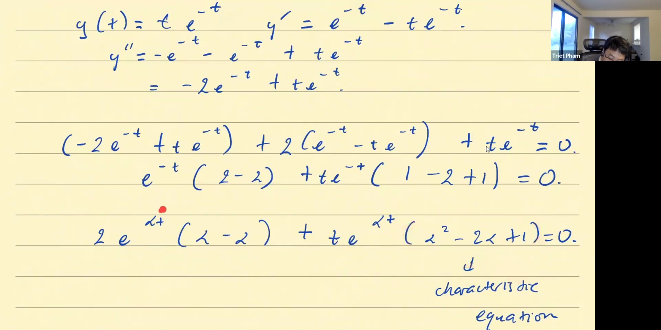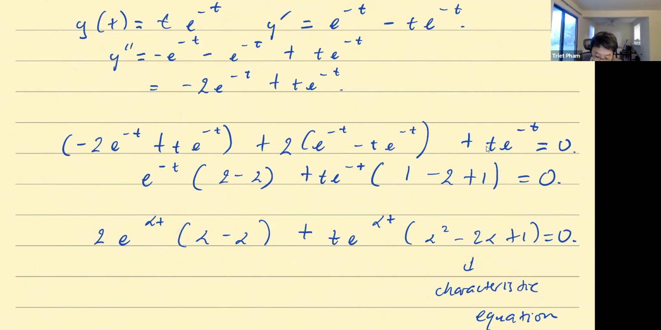On the other hand, this one will factor into the linear factor of that characteristic equation. So it always plays out in this way, and that's why I multiply by t.